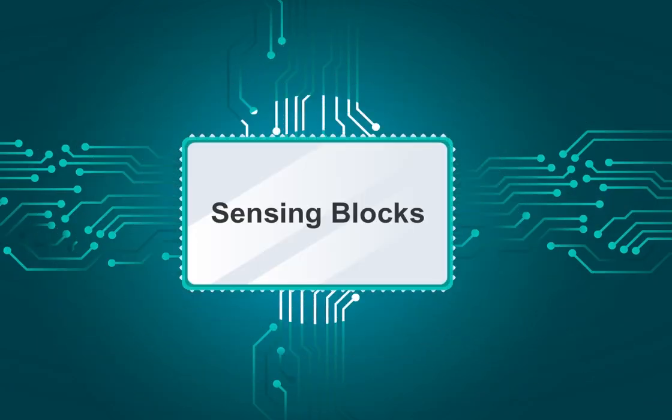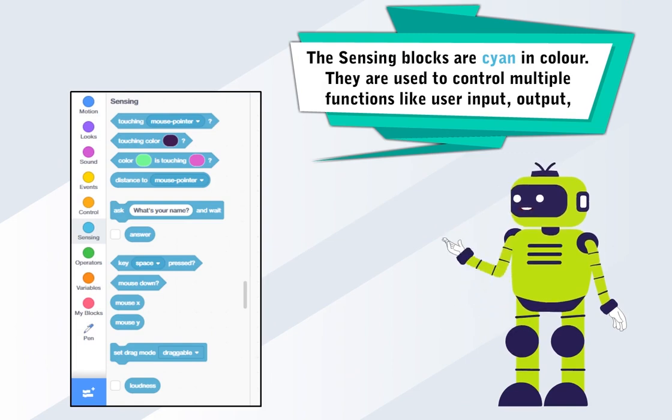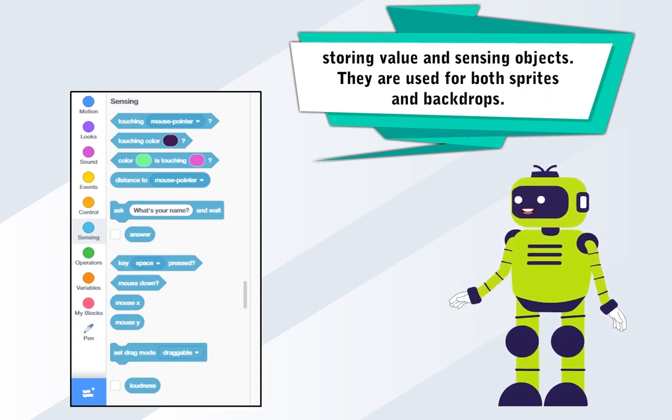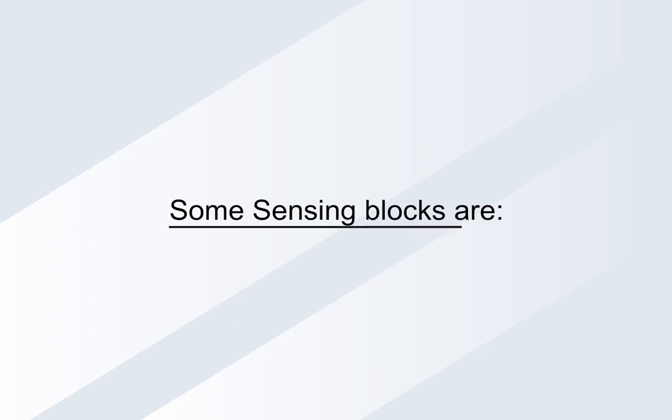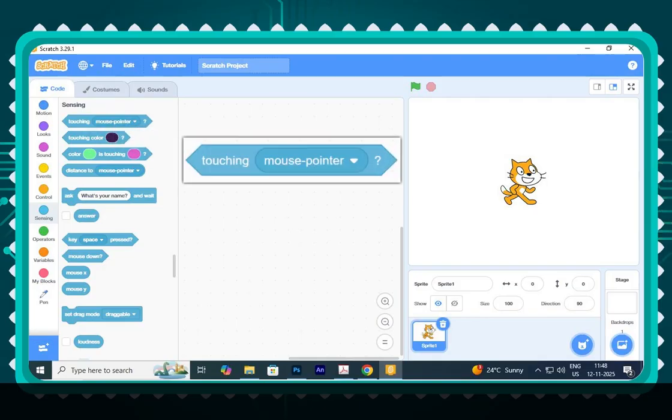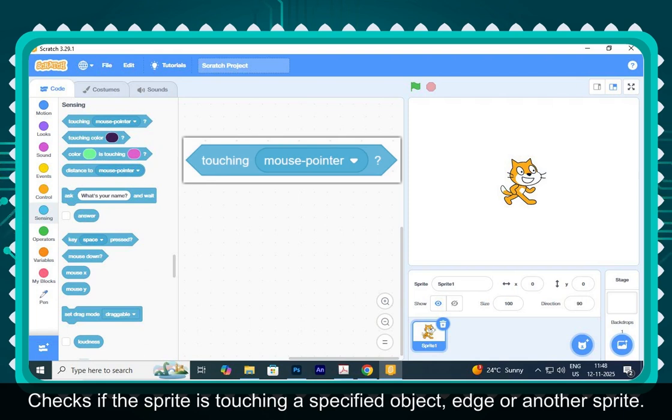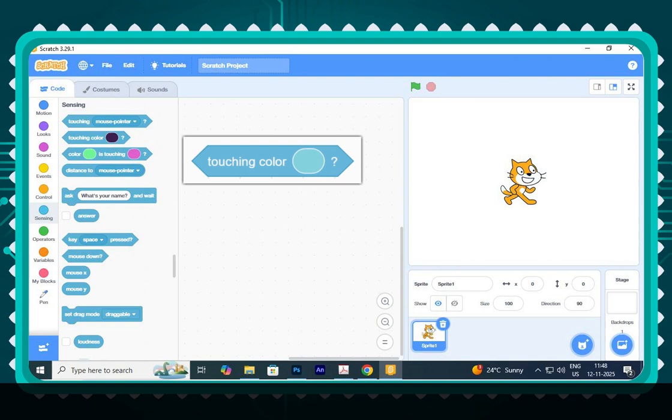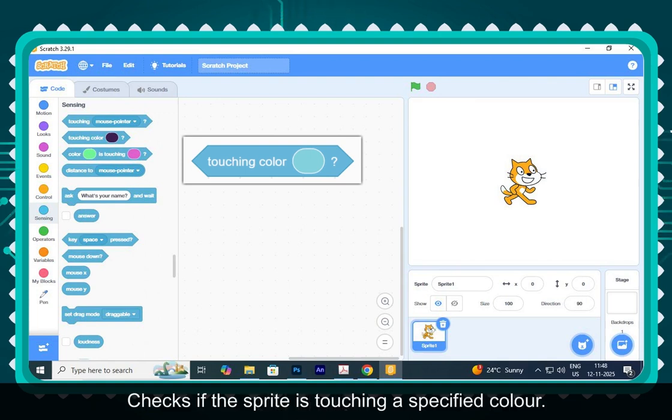Sensing blocks. The sensing blocks are cyan in color. They are used to control multiple functions like user input, output, storing value, and sensing objects. They are used for both sprites and backdrops. Some sensing blocks are: Touching mouse pointer checks if the sprite is touching a specified object, edge, or another sprite. Touching color checks if the sprite is touching a specified color.